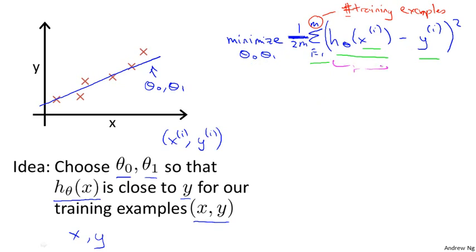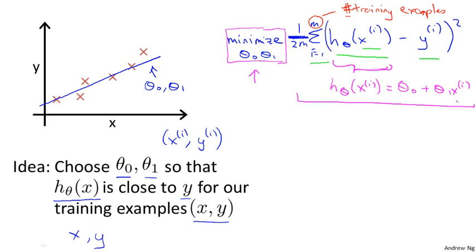h subscript theta of x, this is our usual, right? That's equal to theta 0 plus theta 1 x i. And this notation, minimize over theta 0 and theta 1, this means find me the values of theta 0 and theta 1 that causes this expression to be minimized. And this expression depends on theta 0 and theta 1.